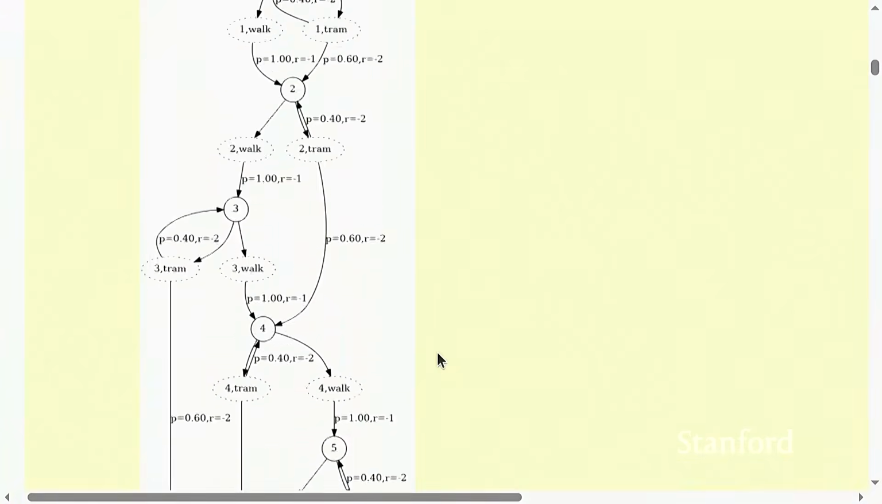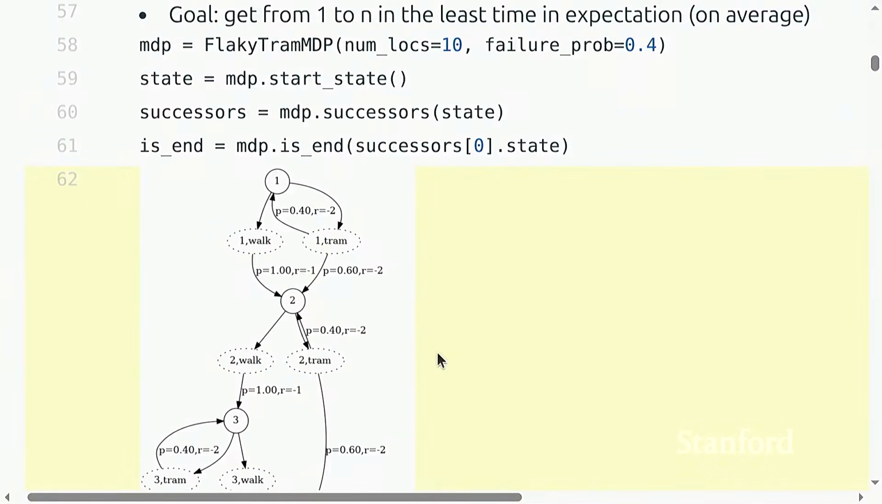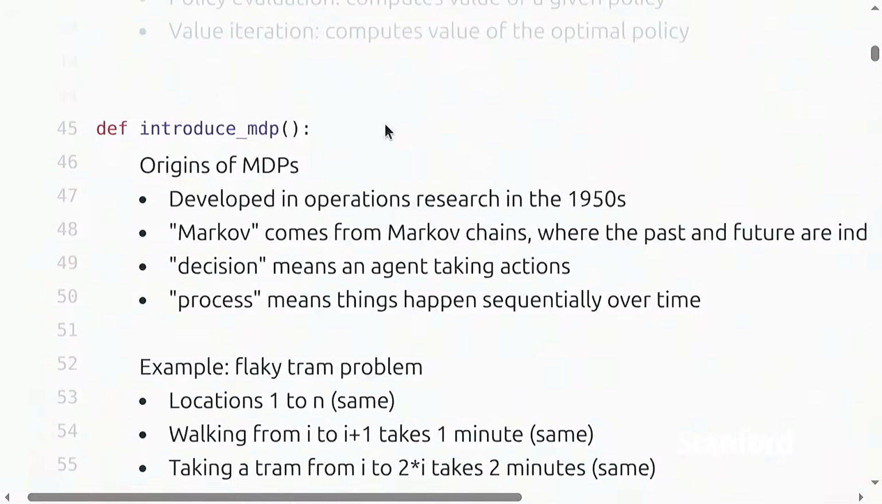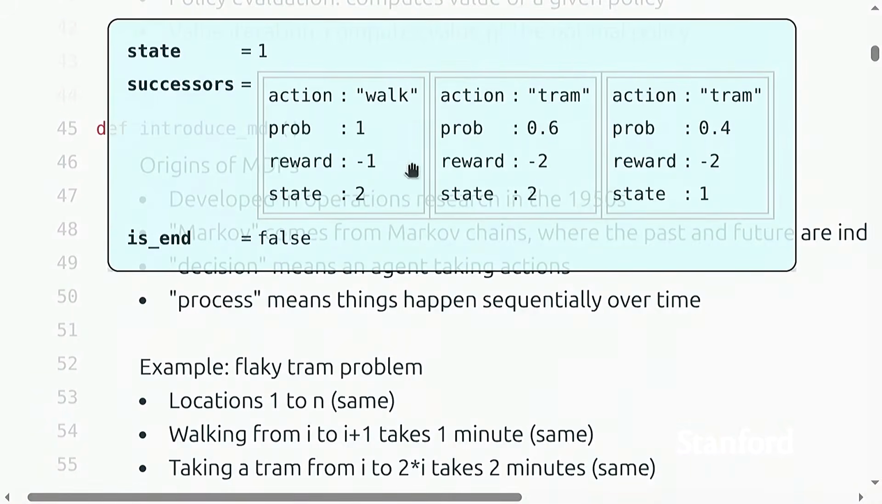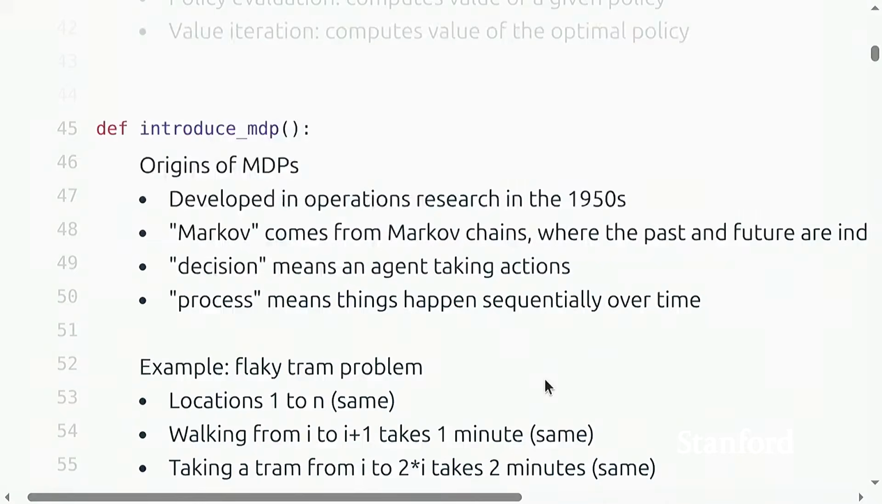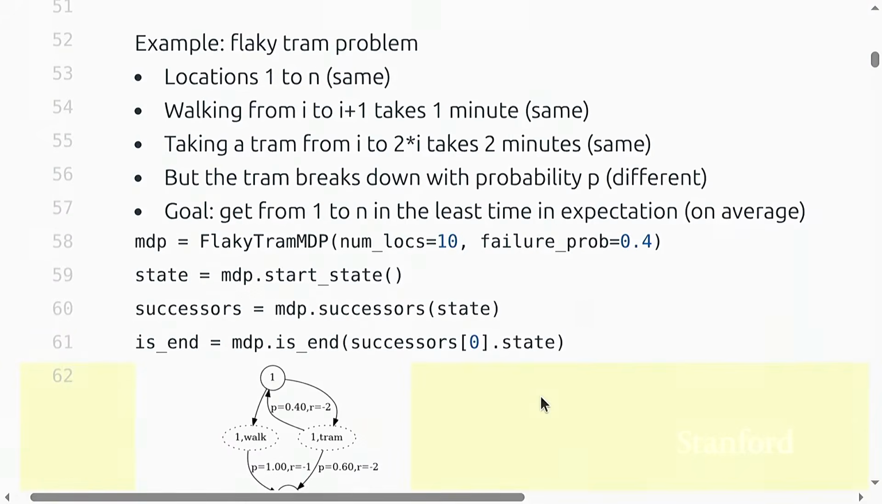Okay, let me pause there to make sure everyone's on board with MDPs, how they're defined. So the outline is pretty much the same. I have a start state. I have a set of successors. Now the successors have probabilities associated with each one, and then the is end is the same. Okay, any questions?